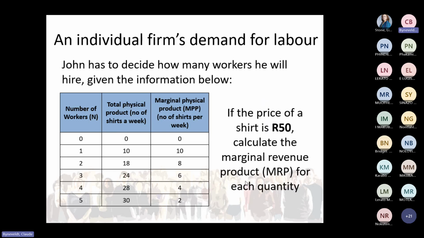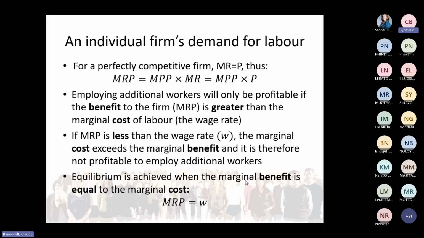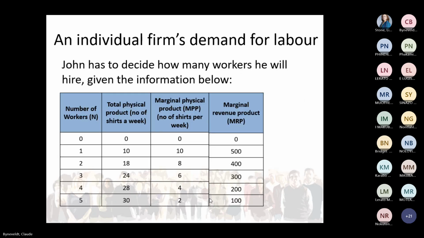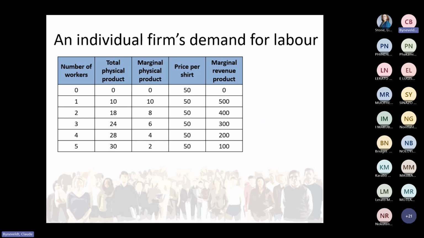So remember, how is your marginal revenue product being calculated? Your MRP is equal to the wage rate. Okay, so this is given to you. So the MRP is equal to the wage rate: this 500, 400, 300, and 200 and 100. This is hypothetical. Right now, let's go then to this section.